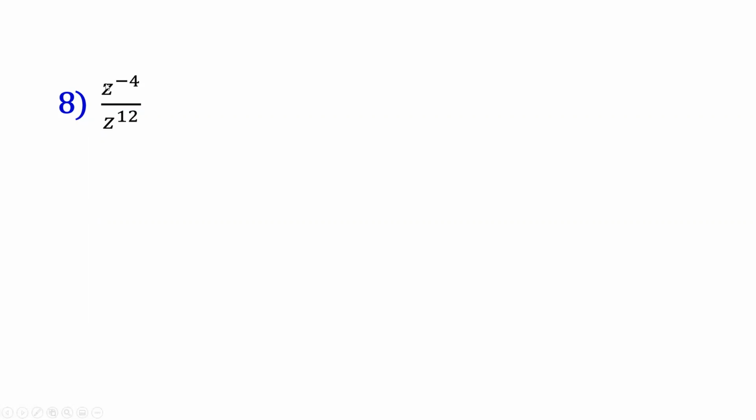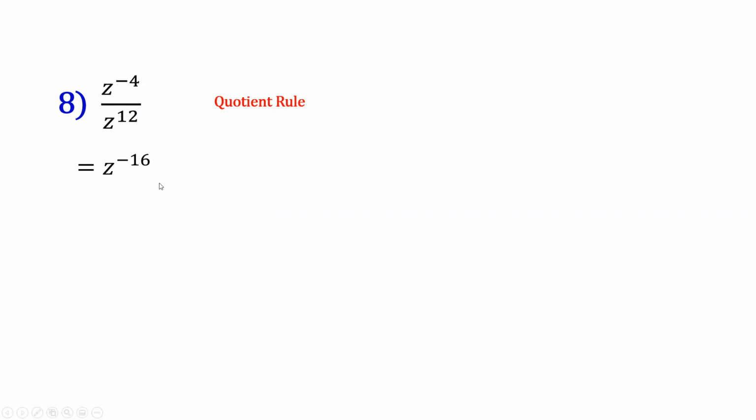So in number 8, you're going to notice that you have the same base in the numerator and the denominator. They're both z's. And we also are dividing. Whenever I see a fraction, that means division. So hopefully you reminded yourself what to do when you're dividing with the same base. We're going to use the quotient rule, and we're going to take those exponents and subtract. So I'm going to take -4 and subtract 12. And remember, if you can't do that in your head, just use a calculator, no big deal. And -4 take away 12 would give me -16.